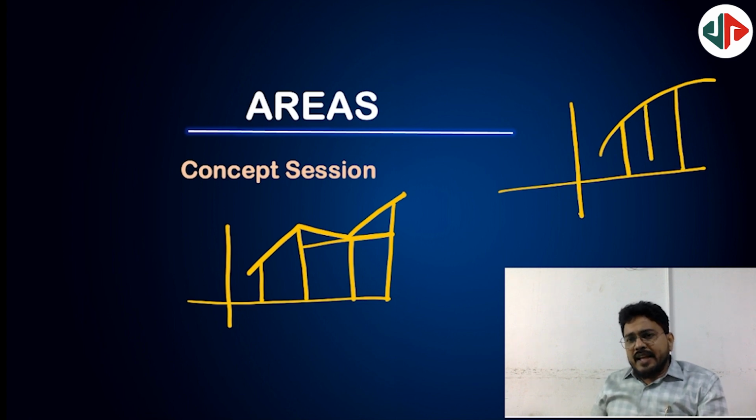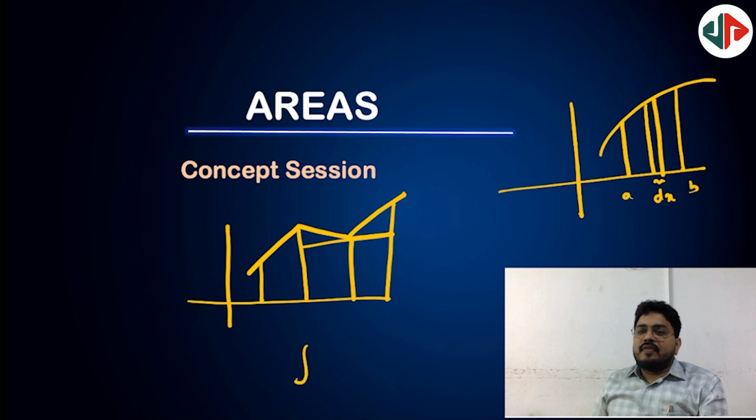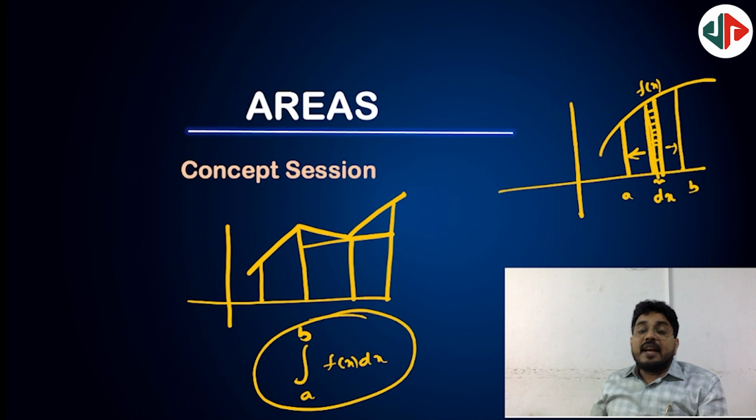So we take a small portion of this and call it dx, from a to b. The integral of this is the area: dx into f of x. So f of x into dx, stretched between a to b, gives us the area. When I am doing this, you need to be careful. What are the necessary steps we need to take?